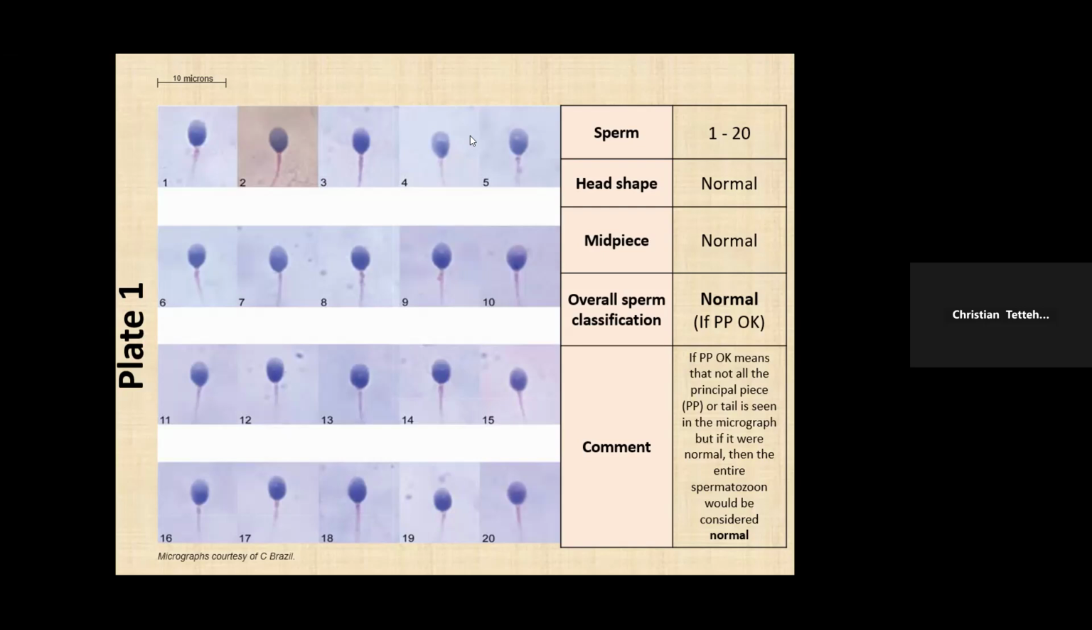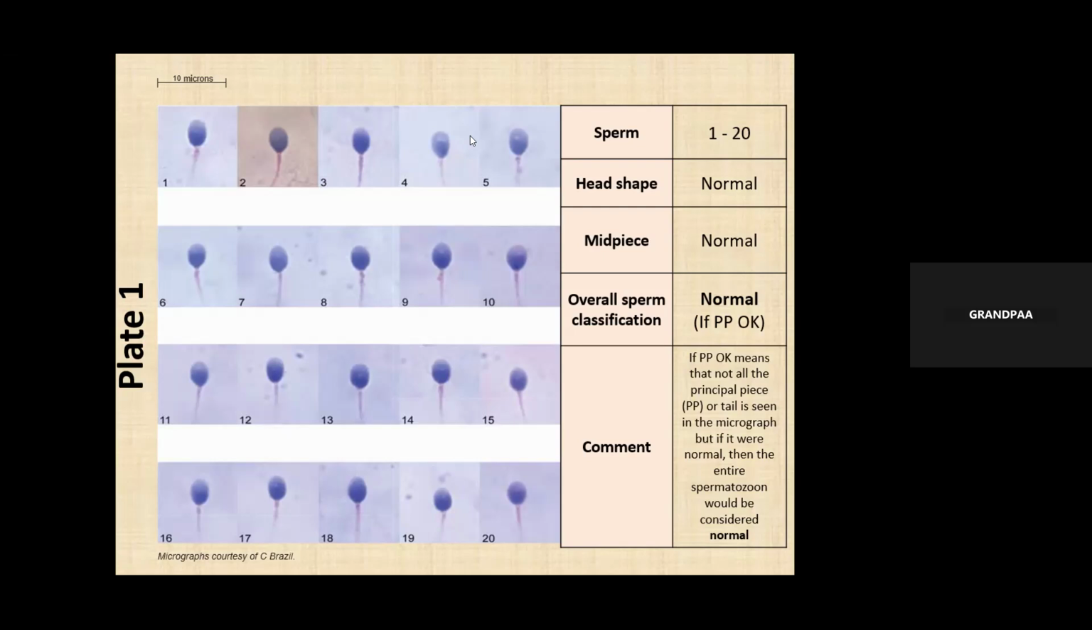Principal. What will PP stand for? Principal piece. Remember we said that we have the mid piece, immediately after the head. What links the mid piece to the head is actually the neck. But the entire mitochondrial section is the mid piece. And then from there, you are getting to the tail. The first section of the tail is the principal piece. And then the last portion will be the end piece.